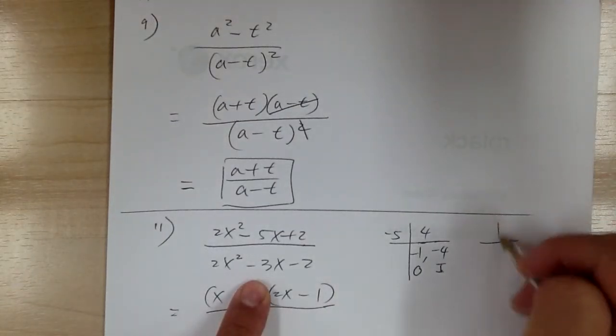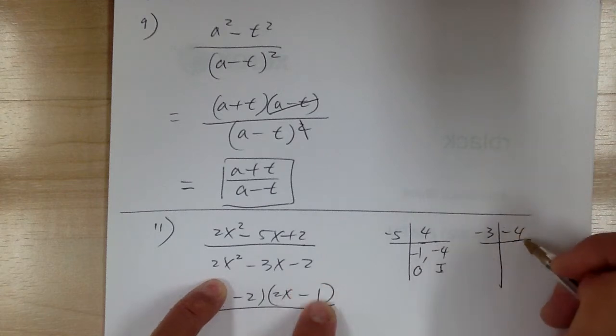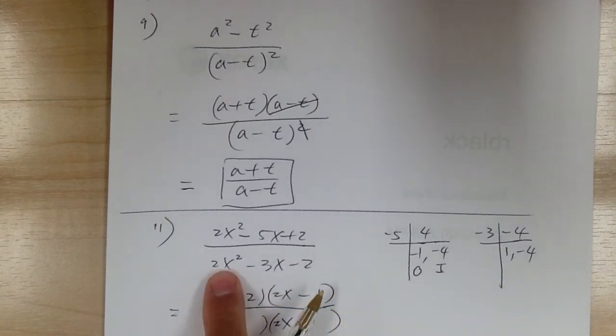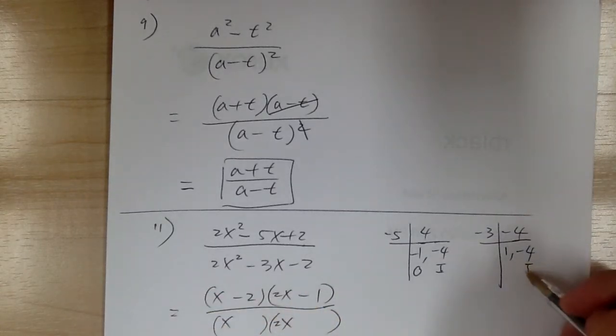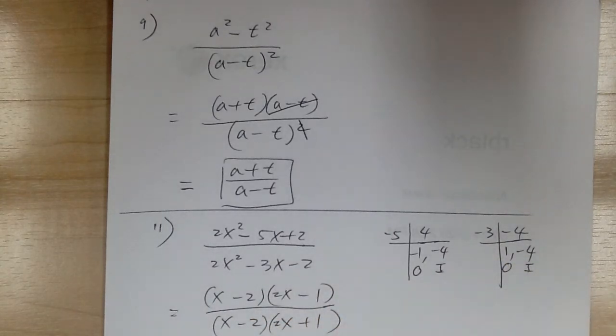On the bottom, the denominator, you do the same thing. You get negative 3, negative 4. So you get 1 comma negative 4. So you get x, 2x, right? Undo the first term. So this would be the inside. So you get minus 2. This would be the outside, plus 1.